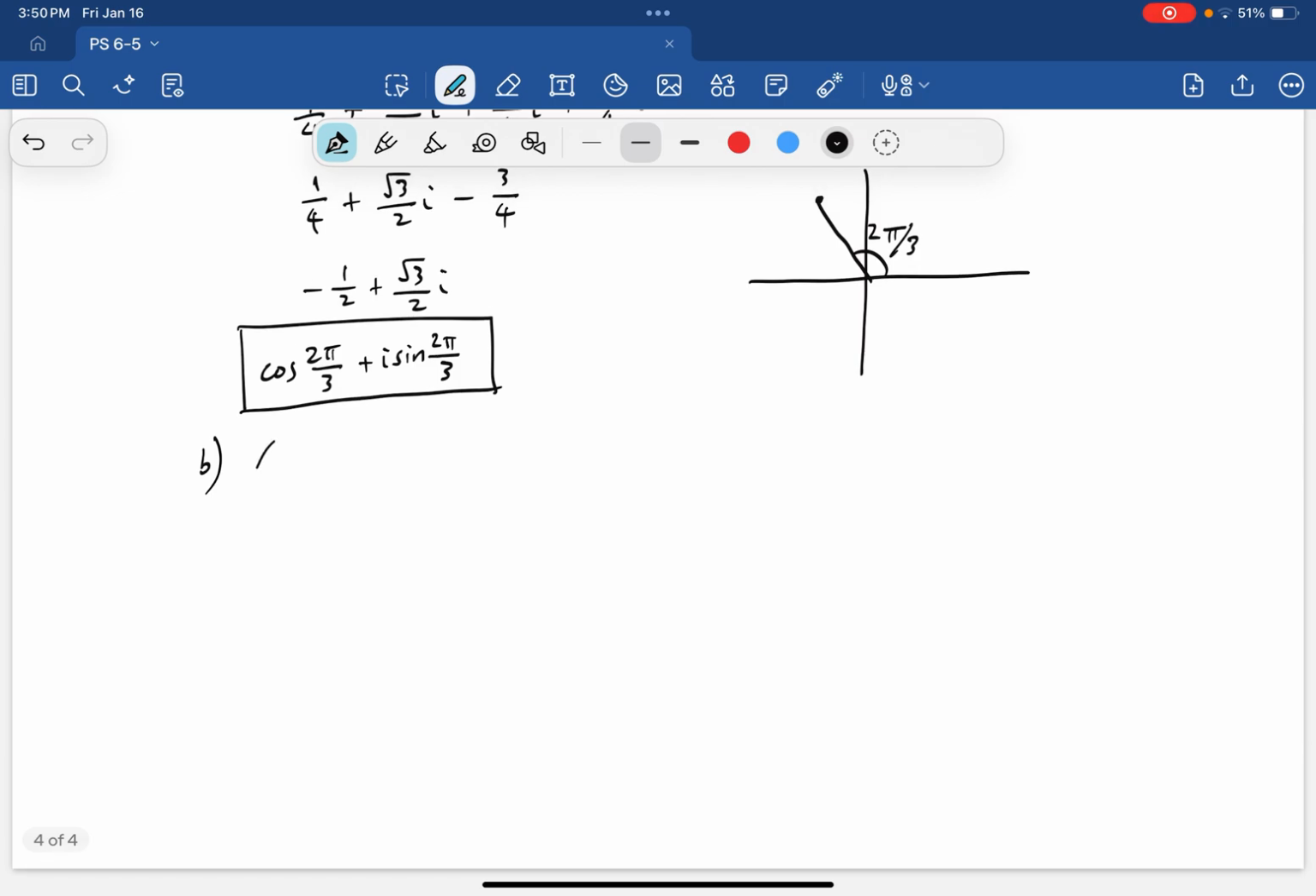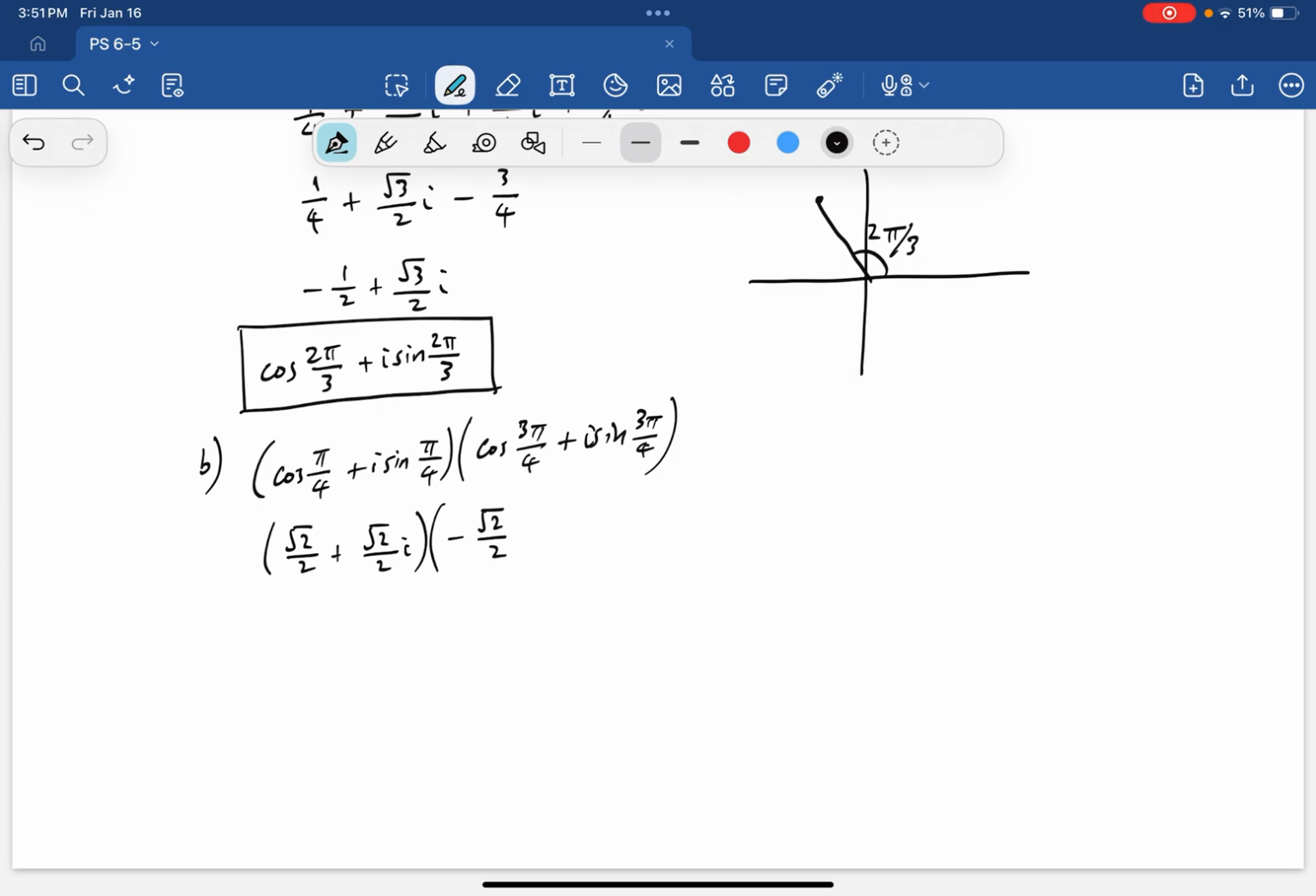Here we have cosine pi over 4 plus I sine pi over 4 times cosine 3 pi over 4 plus I sine 3 pi over 4. And so if we evaluate each one, we'll have root 2 over 2 plus root 2 over 2i, and then negative root 2 over 2 plus root 2 over 2i.